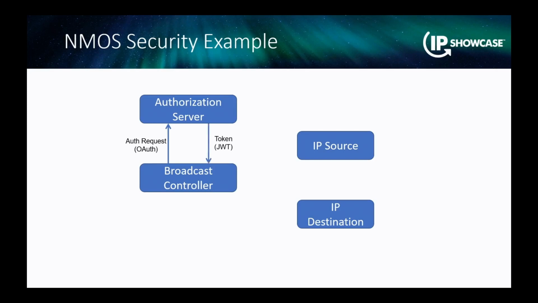And the server says, oh, great, he's approved to do that. I'm going to give you this little token, this JWT token. And then with that token, the controller can then send the activation request to the source and say, you're enabled, source, here's the token that says this is all legit.